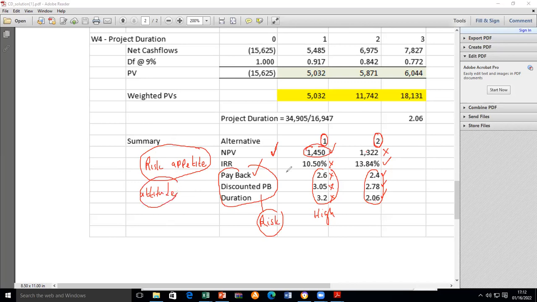So if we've got a high risk appetite, you want a high risk, high return, you go for this one. Low risk appetite, you go for that. In other words, these two investments are risk efficient. In terms of risk, the return is commensurate with the level of risk. So they are risk efficient investments. We have no problem with them. The only guide is what is your risk appetite or risk attitude.